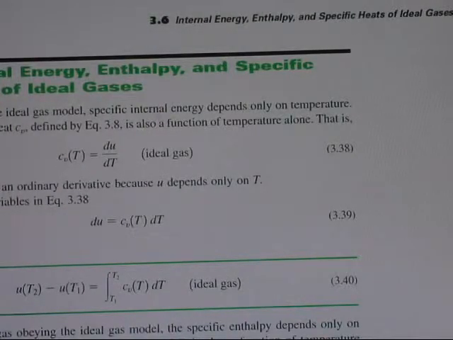So the next one is internal energy and the specific heat of the ideal gas. So for the ideal gas, we write down the equation. The specific heat is CV.